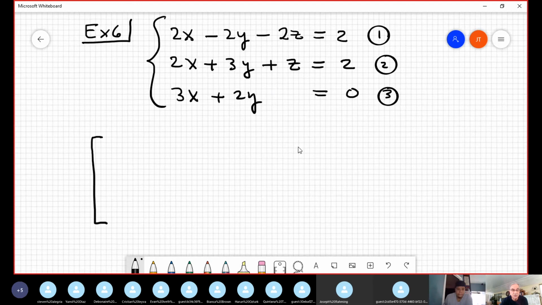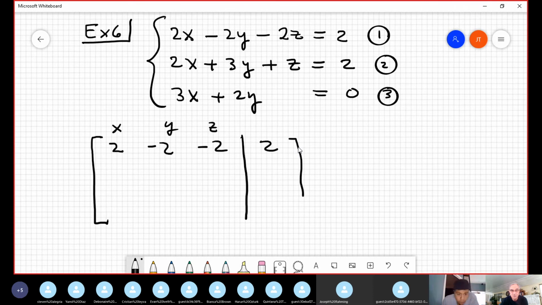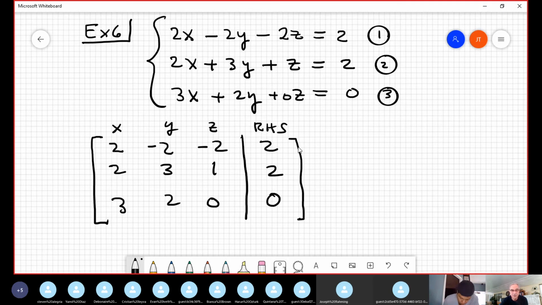Use matrix language: 2, minus 2, minus 2, and 2. This is x, this is y, this is z. This is 2, this is 3, this is 1, this is 2. Right hand side now. This is 3, this is 2, this is 0. No C, the last equation. And 0. It makes this 3 by 4. Okay, super. I put it in GeoGebra now.